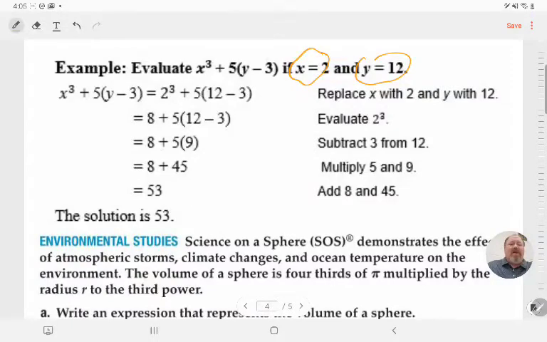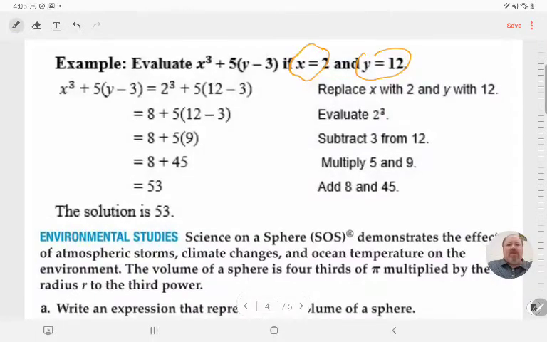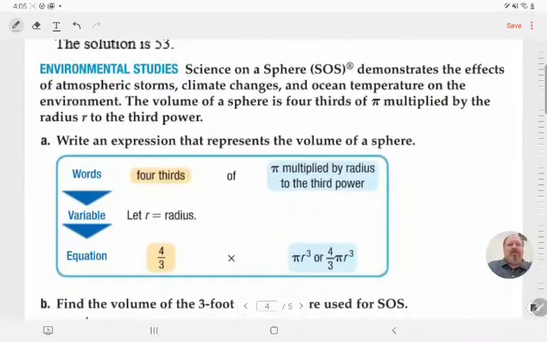So then we do the multiplication before the addition, and we have 8 plus 45, and we add those together, we get 53. So the solution is 53. Okay, let's look at this as a word problem.